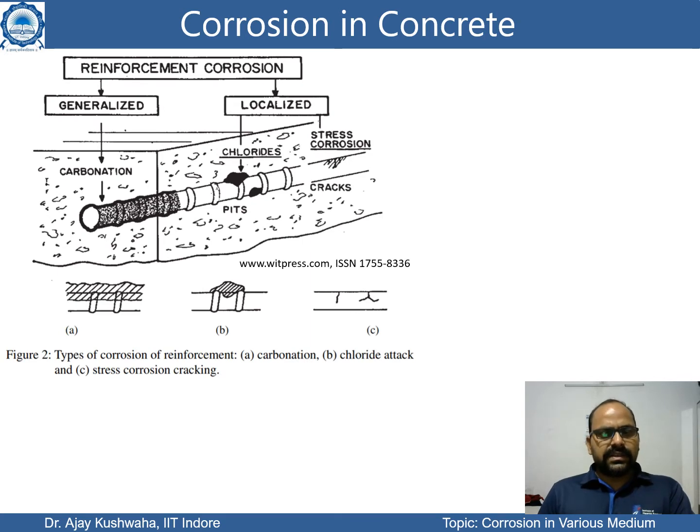Here we can see what kind of corrosion are possible in concrete. So it can be divided into two types. One is generalized or uniform corrosion. We also call it carbonation of steel, or this steel reinforcement. Similarly, the other type is localized, which can be divided into two categories: chlorides as well as stress corrosion cracking.